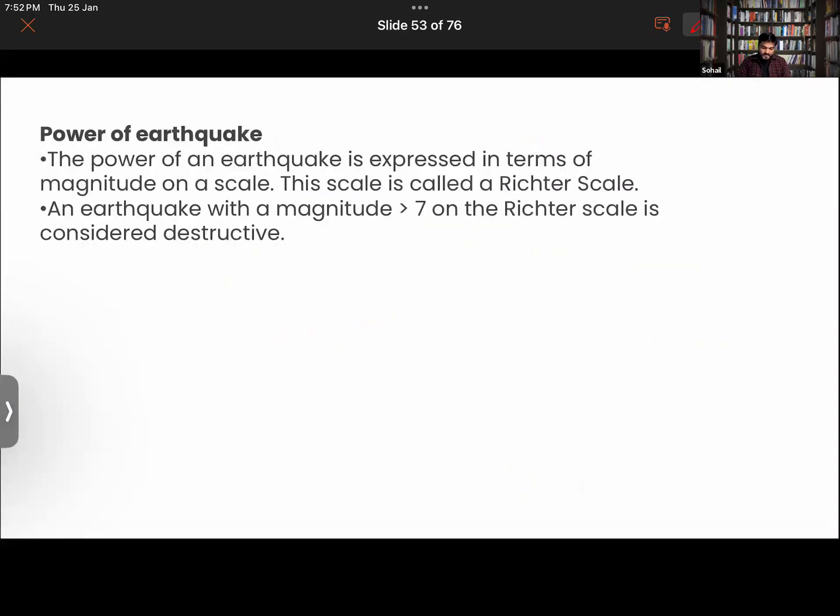Anyways, so now, in order to measure the power of an earthquake, we have designed a scale. Seismograph.